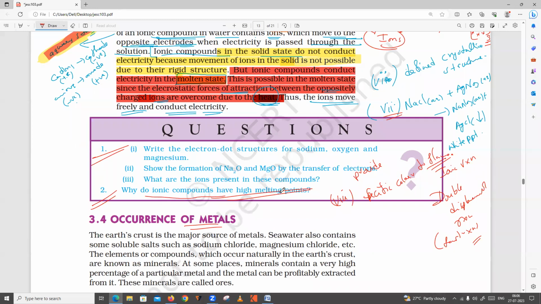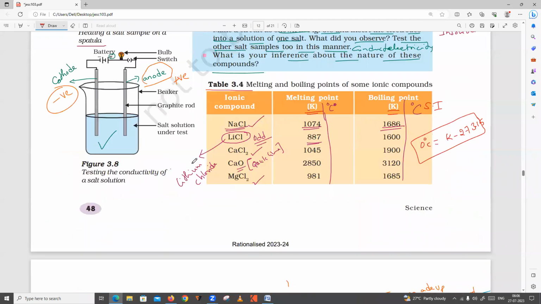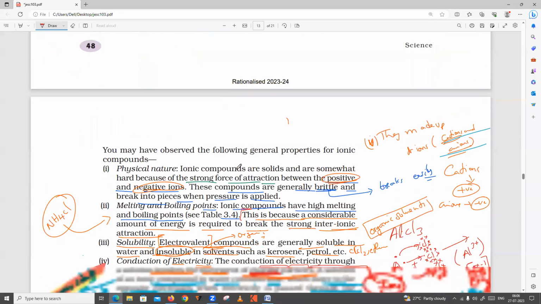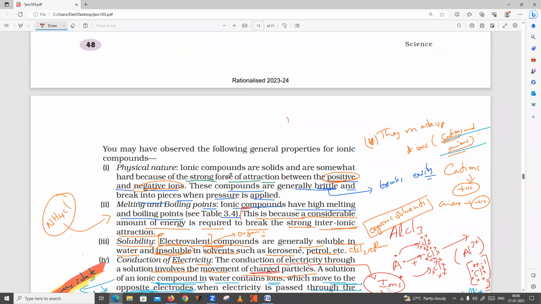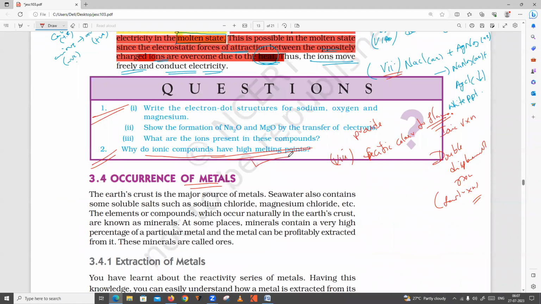Why do ionic compounds have high melting points? What is the answer? You can write it here. Because a considerable amount of energy is required to break the strong inter-ionic attraction. Or you can write this point: they have a strong force of attraction between the ions. To overcome the force of attraction, we need a considerable amount of energy to break it. That is why they have high melting points and boiling points. Okay, everybody understand? This is all about today's class.